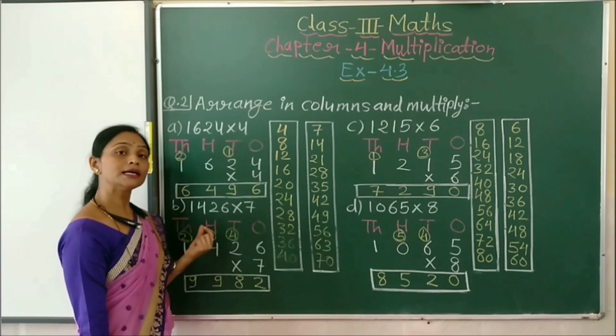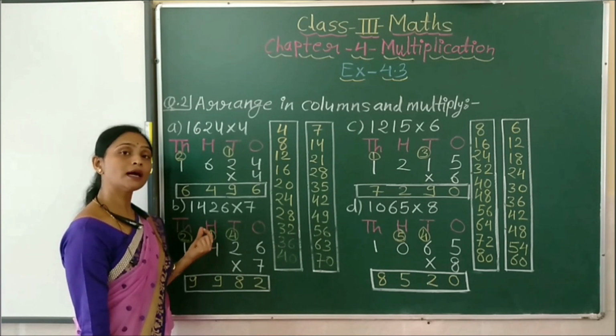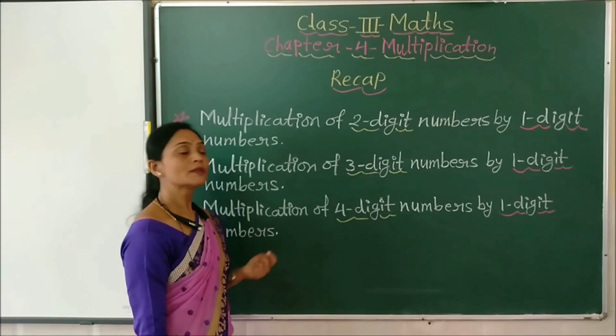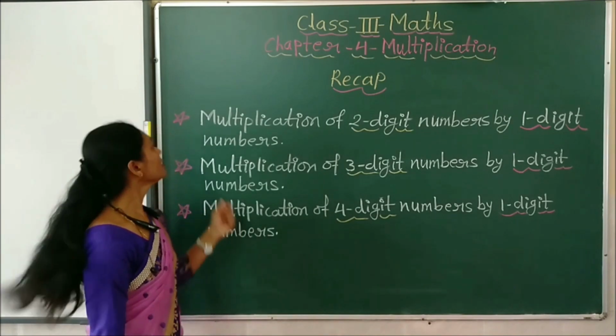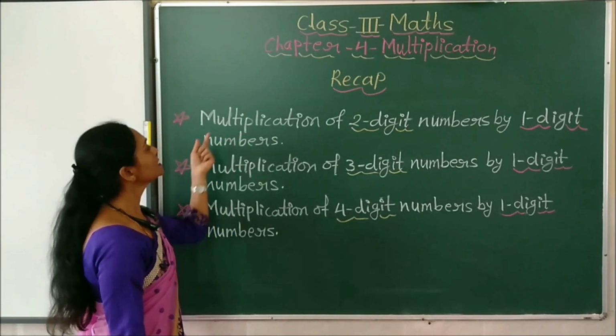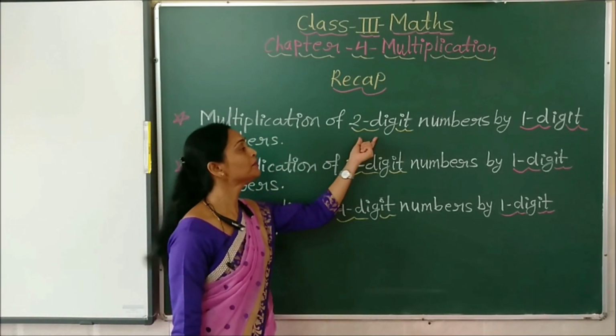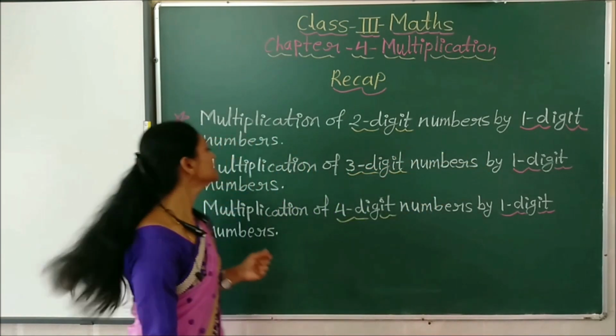So everyone learn tables. Now we will see a short recap. Let's have recap, children. See, children, we have learned in this class multiplication of 2-digit numbers by 1-digit numbers.